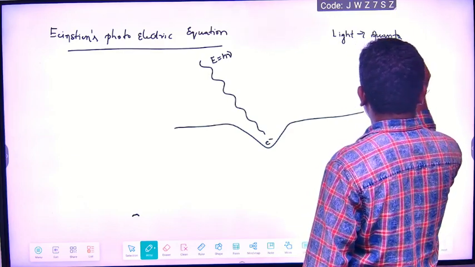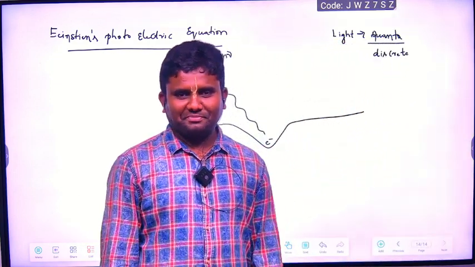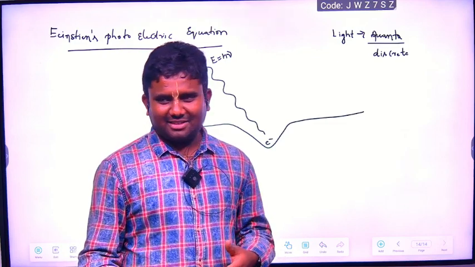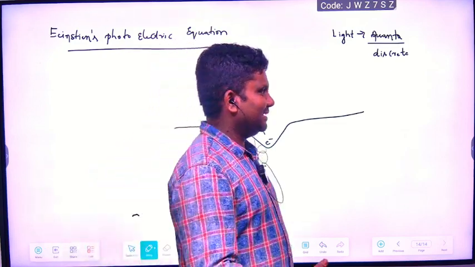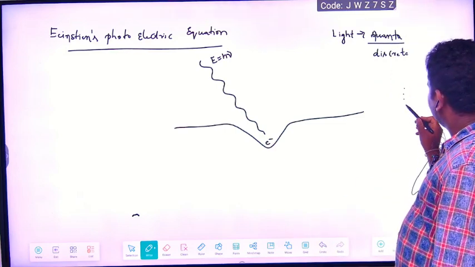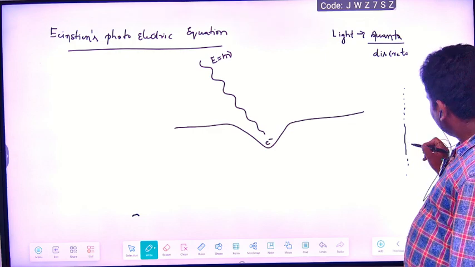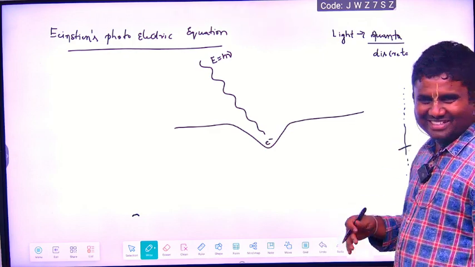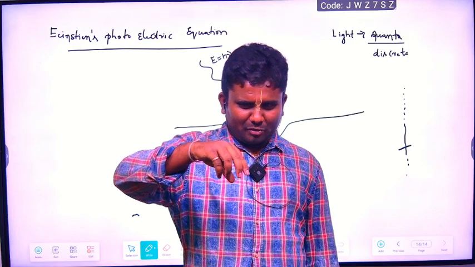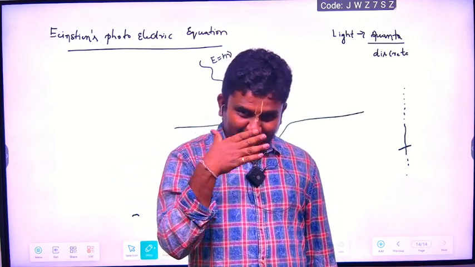What does discrete mean? I explained last class. In discrete, they are not continuous. Discrete means discontinuous. See, this is continuous, no? Discrete means what? For example, if you open the tap of water very slowly, what will happen? Drops will come. Light particles are like that only.